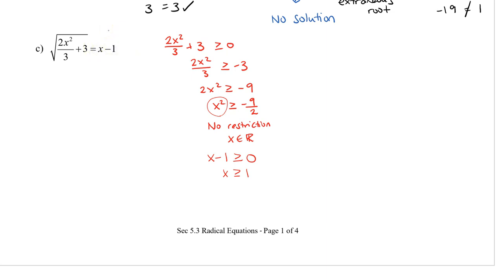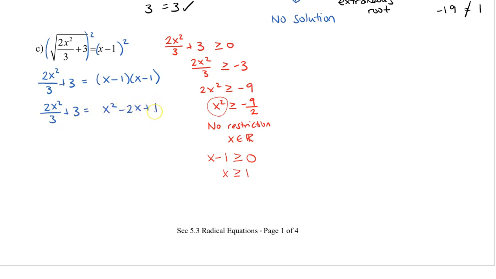All right, so now let's go ahead and we're going to solve. So the radical is already isolated, so we're going to start by just then squaring both sides. Now, don't forget that when I square the right side, I am actually squaring a binomial. So on the left, I get 2x squared over 3 plus 3. But on the right, this actually means x minus 1 times x minus 1. Okay, so that means that I need to actually expand this. So let me rewrite my left side. On my right side, I get x squared minus 2x plus 1.